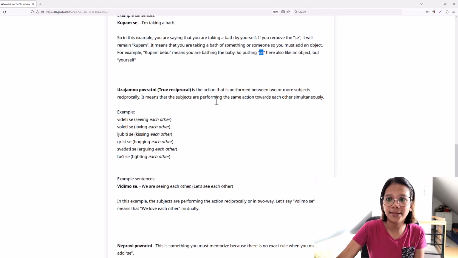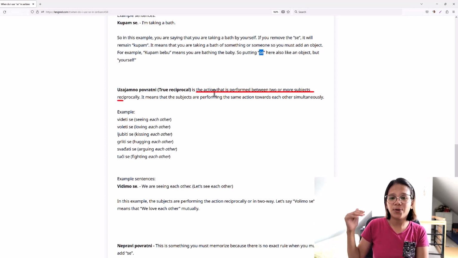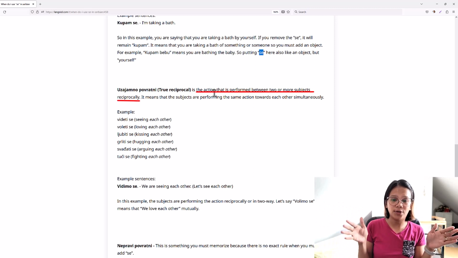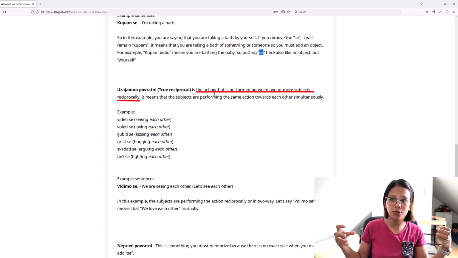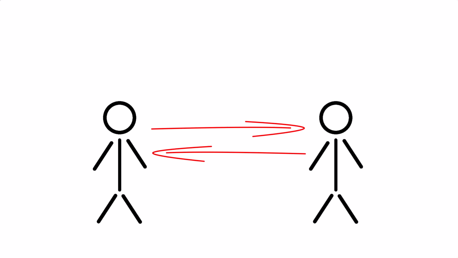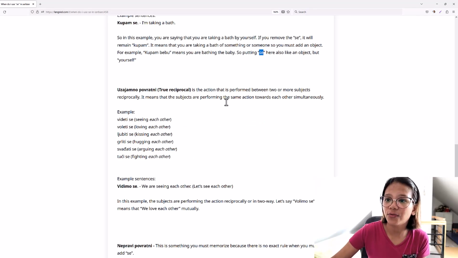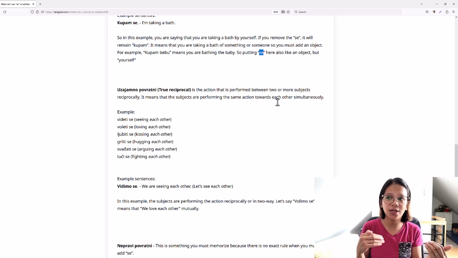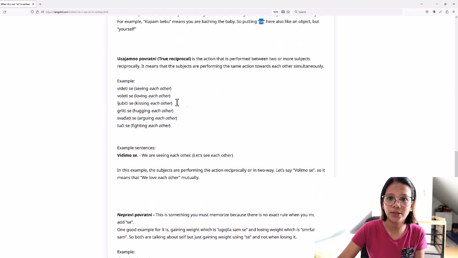Let's go to uzajamno povratni, which is true reciprocal. It means the action that is performed between two or more subjects, reciprocally. So two persons perform the action reciprocally. It means that the subjects perform the same action towards each other simultaneously. Let's have this word example. Videti se.